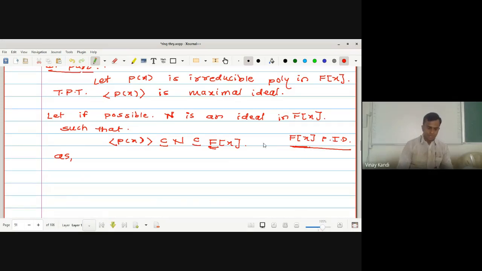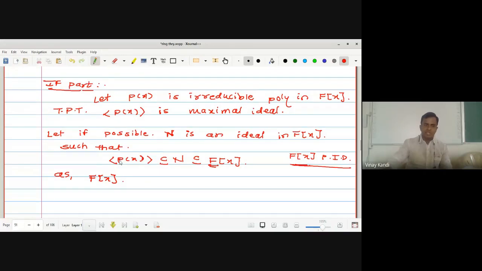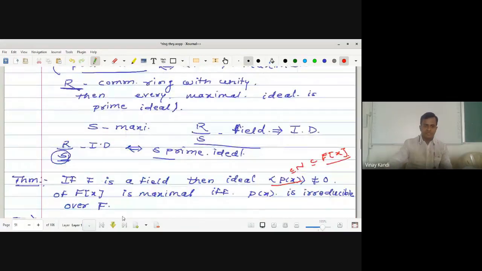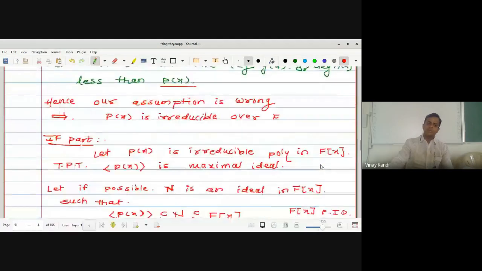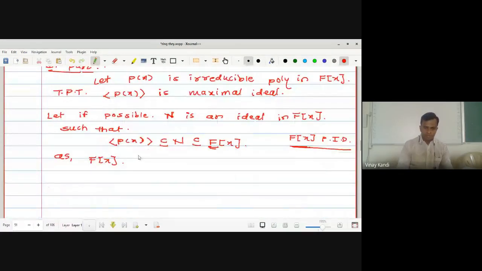Okay, so as capital F of x. Okay, what was given to you in the theorem? Here, F is a field. So what is F of x then? Capital F of x is a Euclidean domain. And we know that every Euclidean domain is a unique factorization domain, and every unique factorization domain is a principal ideal domain. Hence, F of x is a principal ideal domain.